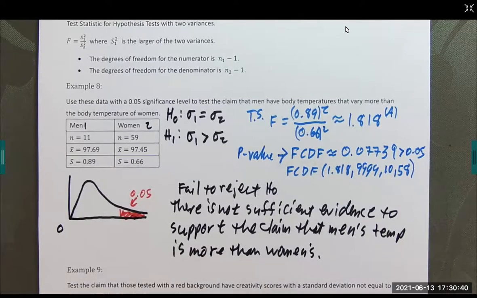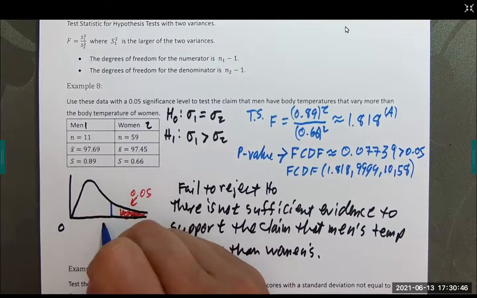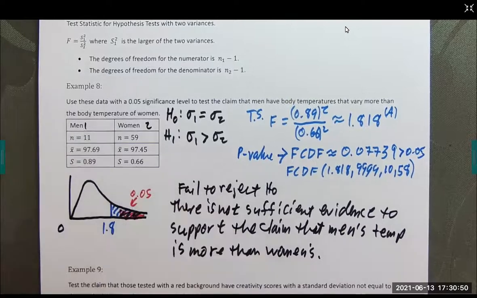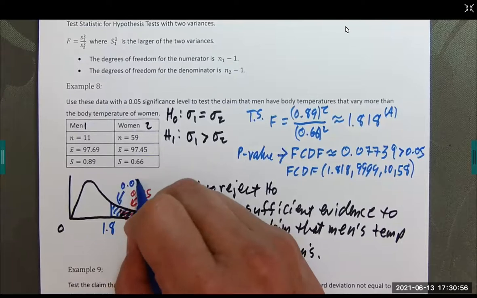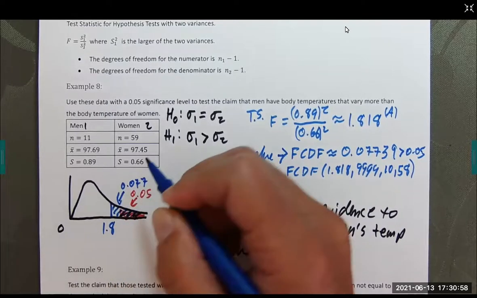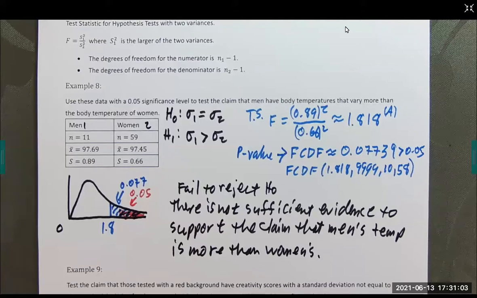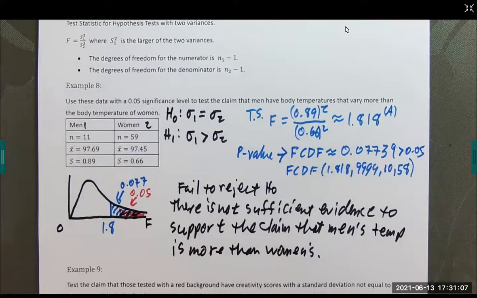And so what that's basically saying is that whatever this critical value is, we're over here, 1.8, with a p-value here of 0.077, we'll say, which is clearly larger. All right, and once again, just a label that is F graph. Let's do this now.